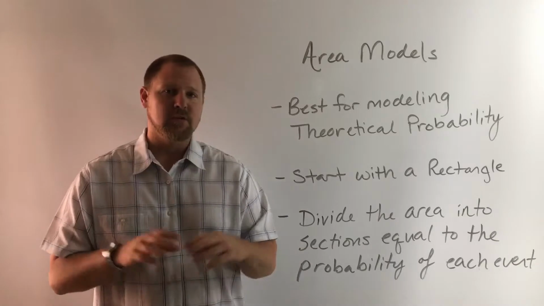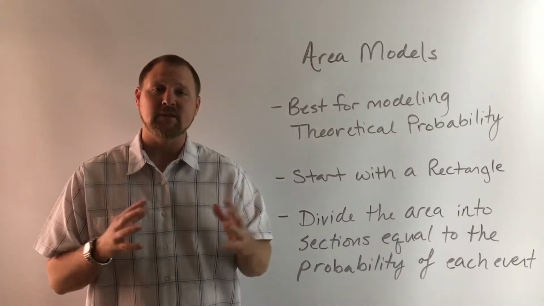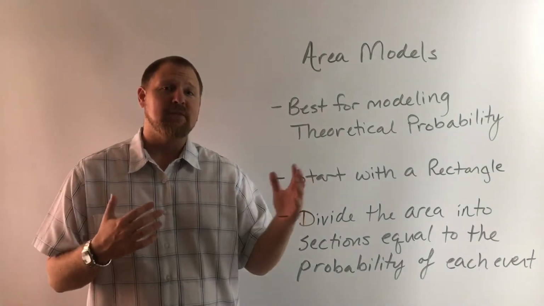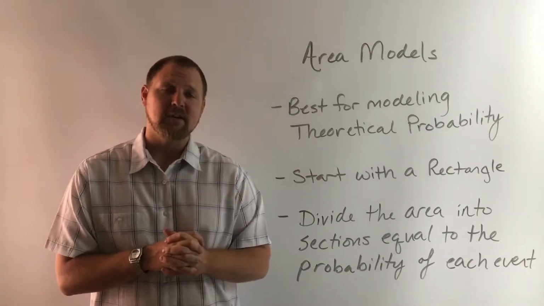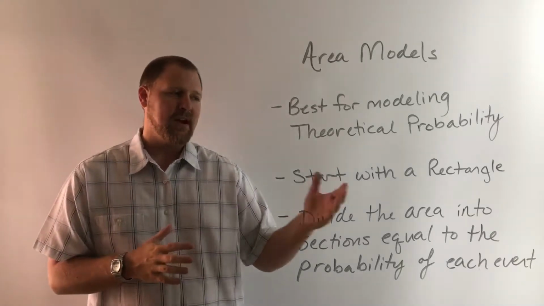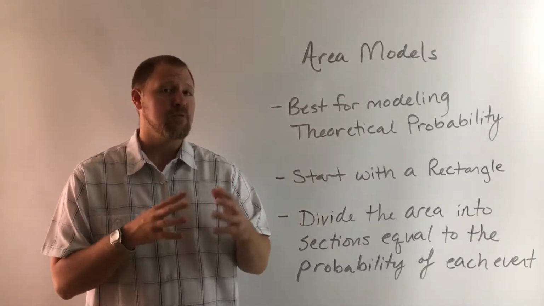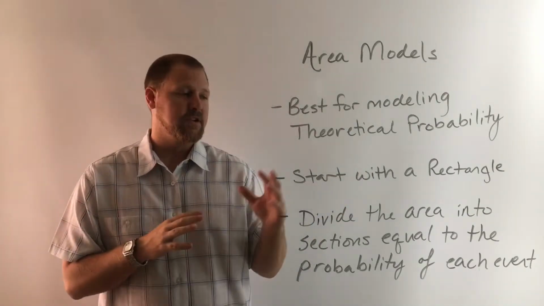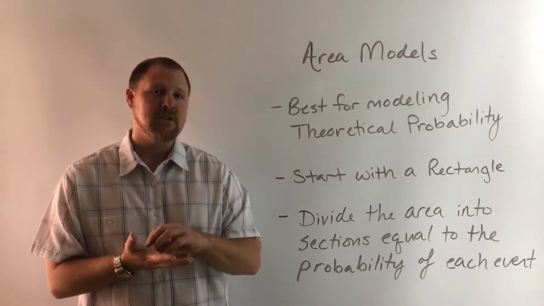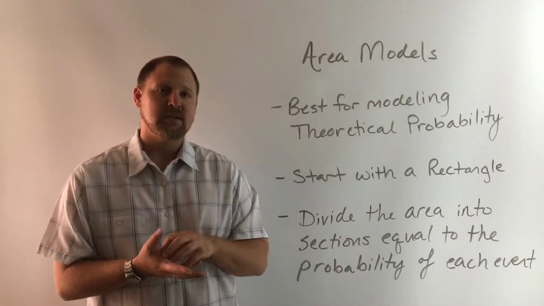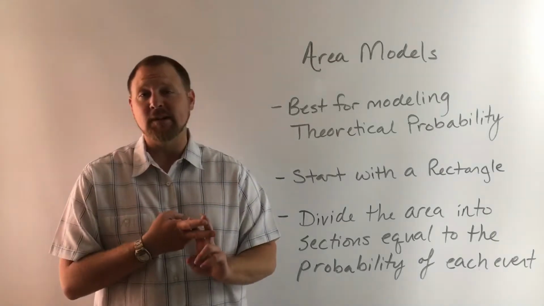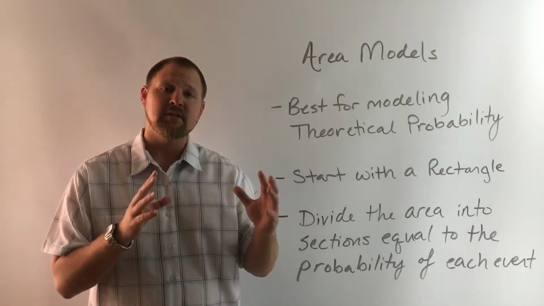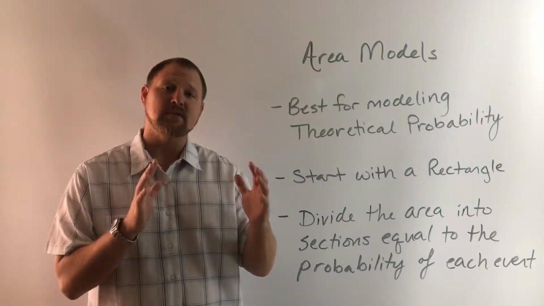First thing you want to do is start with a rectangle, a fairly good size rectangle based on however many events you have. If you have more events, the bigger the rectangle you have, the better you'll be able to model this probability with an area model. And then you're going to divide the area of the rectangle or the multiple rectangles. After you start dividing it, you have more and more rectangles. You're going to divide the area into sections that are equal to their corresponding probabilities. So if you have two events and it's theoretical, each event is 50% probability. So you're going to take the area and divide whichever rectangle or rectangles you have, and you can divide them in half.